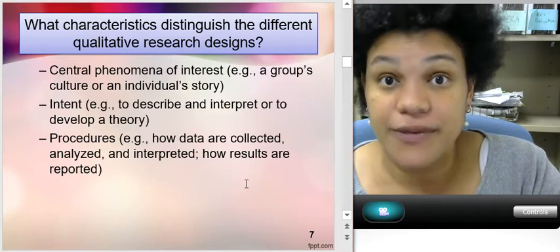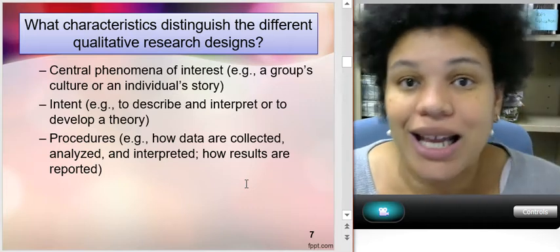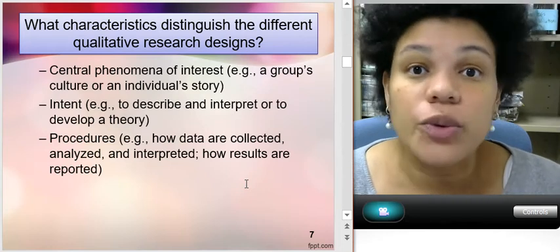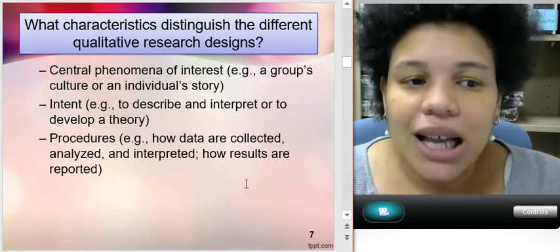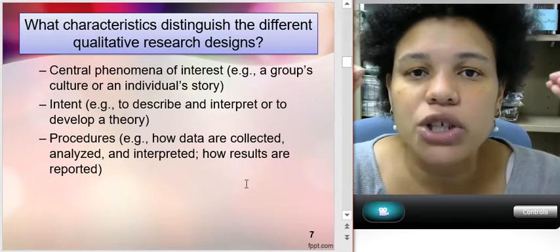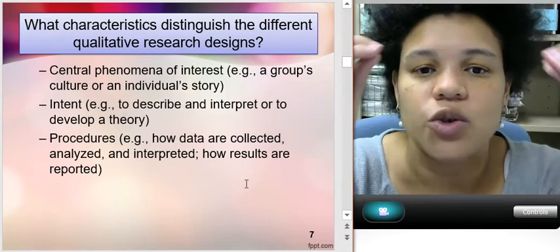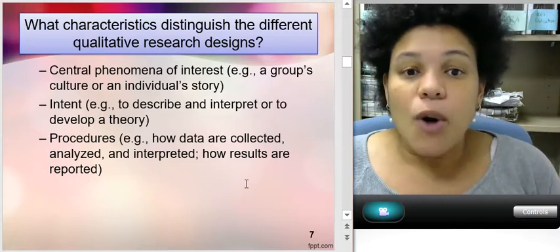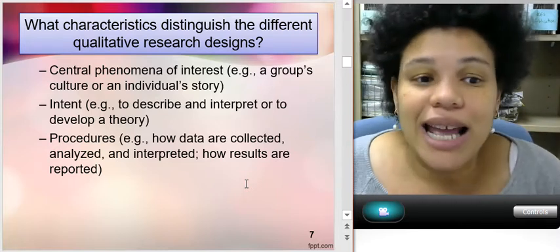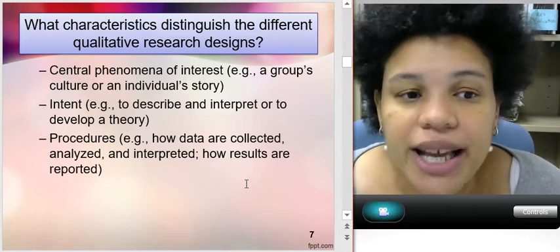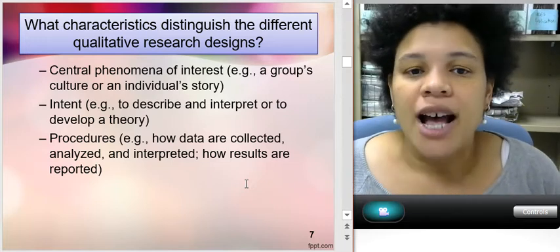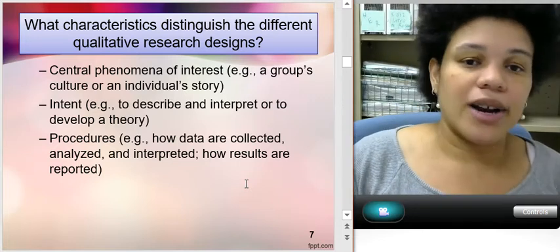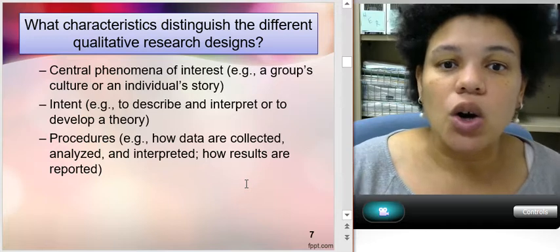So grounded theory is different in that the main intent is to develop a theory. Now, we develop theories using other research genres, but mainly if I'm doing a phenomenological study, I want to describe and interpret. That's what I'm going in trying to do. Also the procedures: how data are collected, analyzed, and interpreted, and how results are reported. And this often depends on the historical background of that research genre.